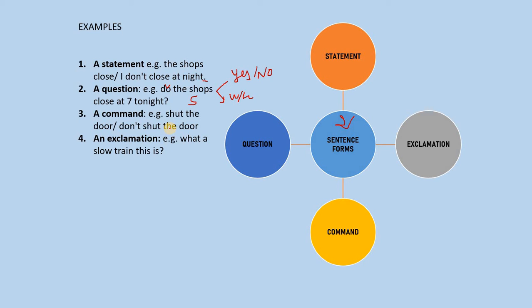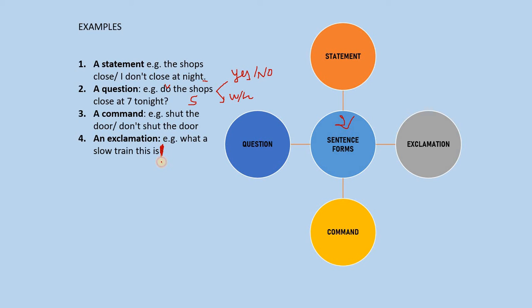An exclamation, for example, can be one word, or it can be like a question, but normally we don't end it with a question mark. We end it with an exclamation mark.